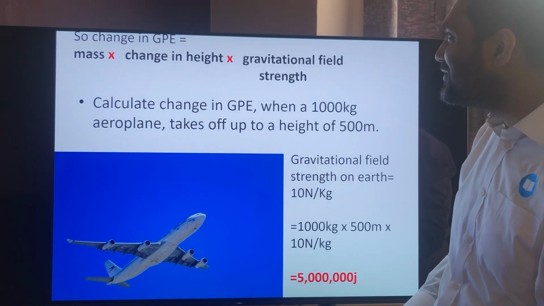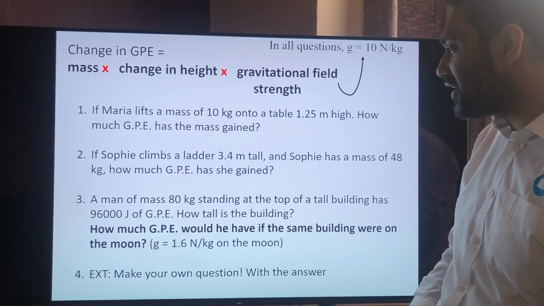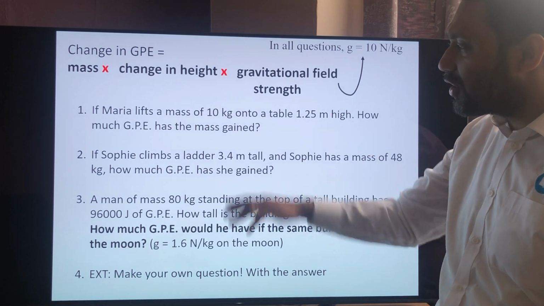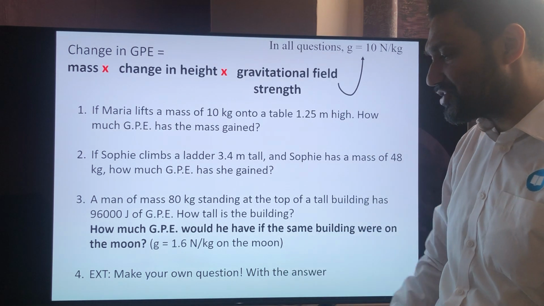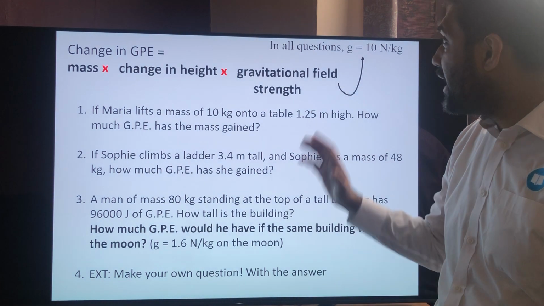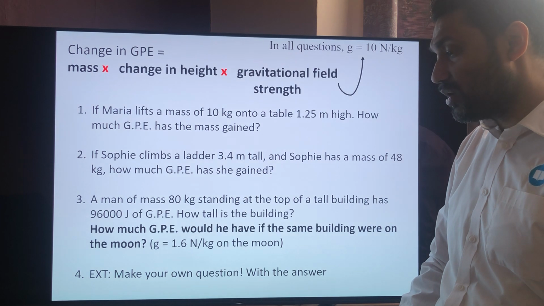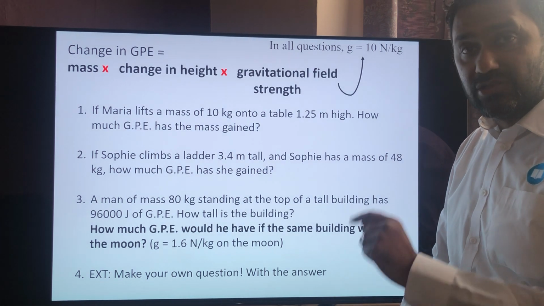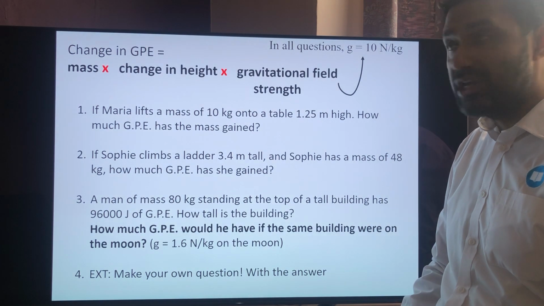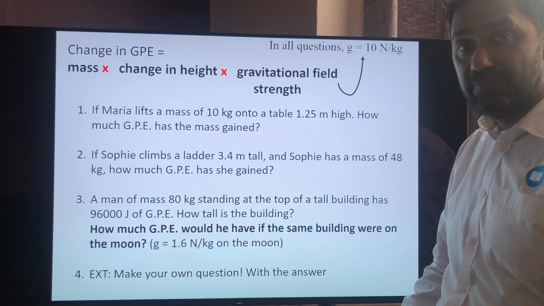Right, so here's some questions for you guys. Have a go at those 3 questions. That's just an extension task if you want to make up your own question. So press pause, have a go at those questions, and we'll do the calculations.